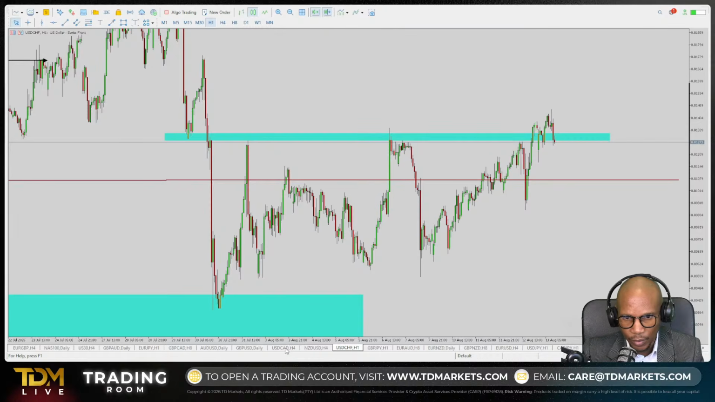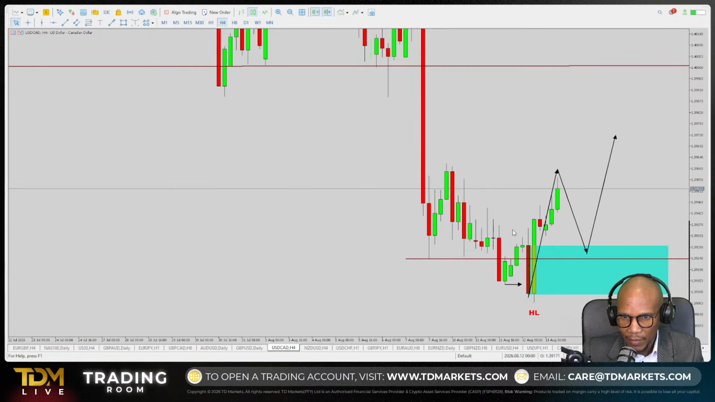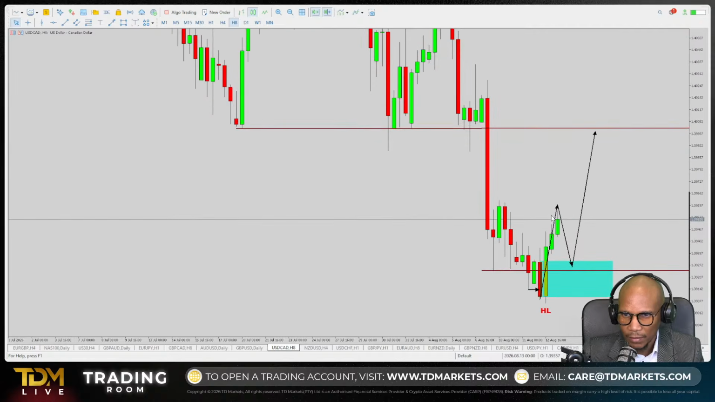So I think between the two, I would focus on USD CAD, right? A clear impulse, breaking out of the previous structure. And if it comes back down to this order block, this would be what I would look for. I think it's a pretty decent setup, this one.